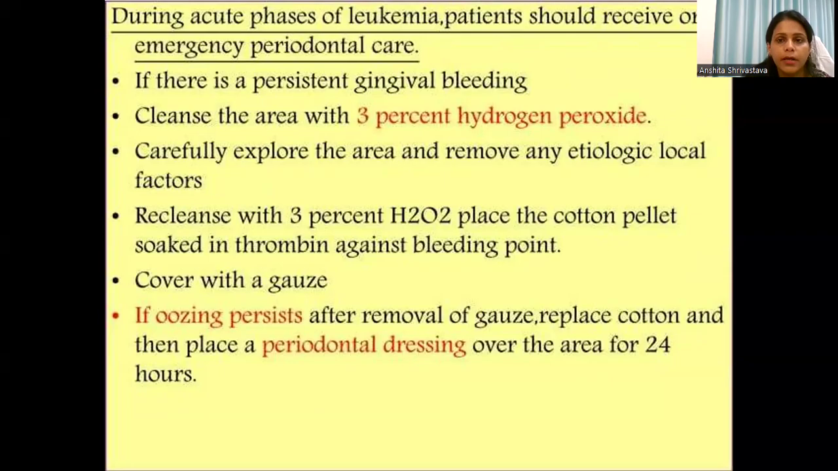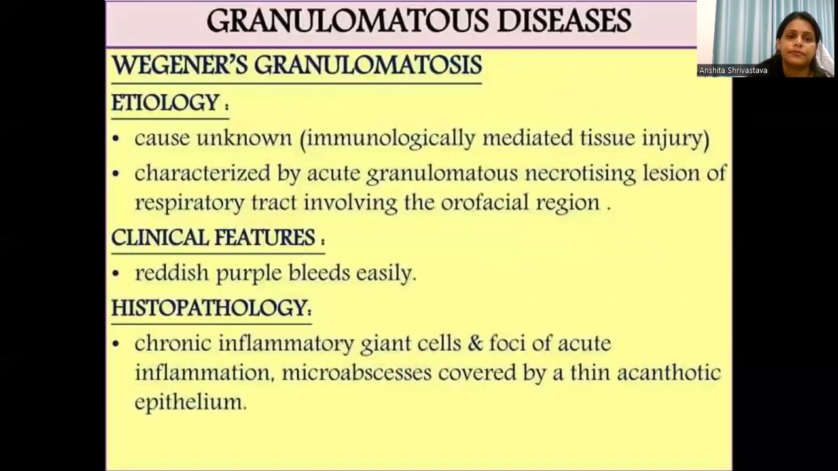During the acute phase of leukemia, the patient should receive only emergency periodontal care. If the leukemia is of acute phase, it means it is of short duration, so the patient should receive only emergency periodontal care. If there is persistent gingival bleeding, you can clean the area with 3% hydrogen peroxide. Carefully explore the area and remove any etiological factors if present. Re-cleanse it with 3% H2O2. Place a cotton pellet soaked in thrombin against the bleeding point and cover it with gauze. If oozing persists after removal of the gauze, replace the cotton and then place a periodontal dressing over the area for 24 hours.